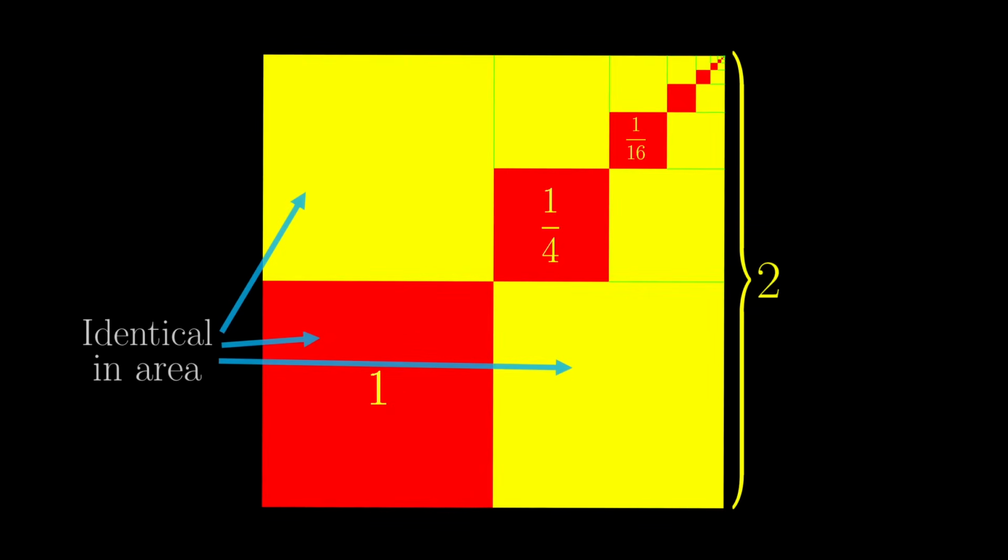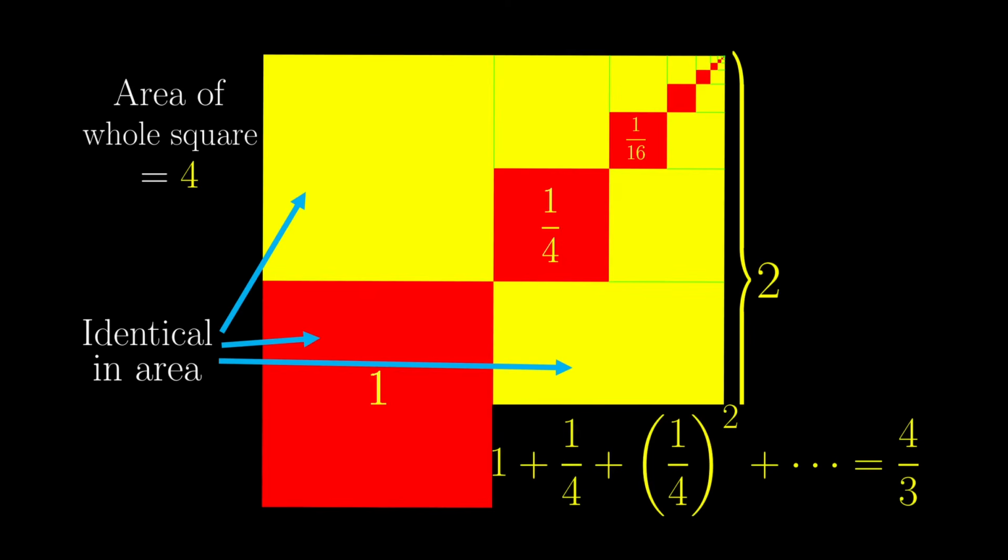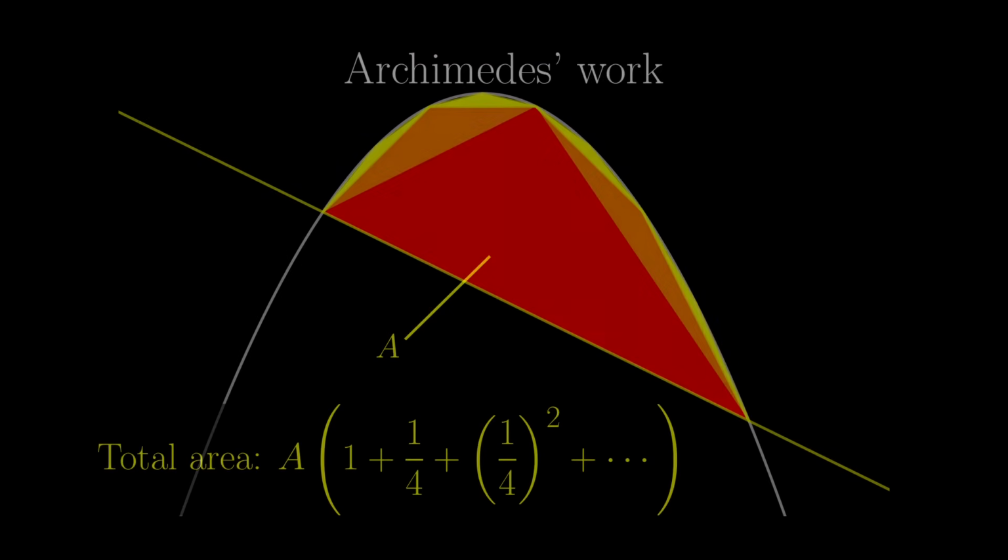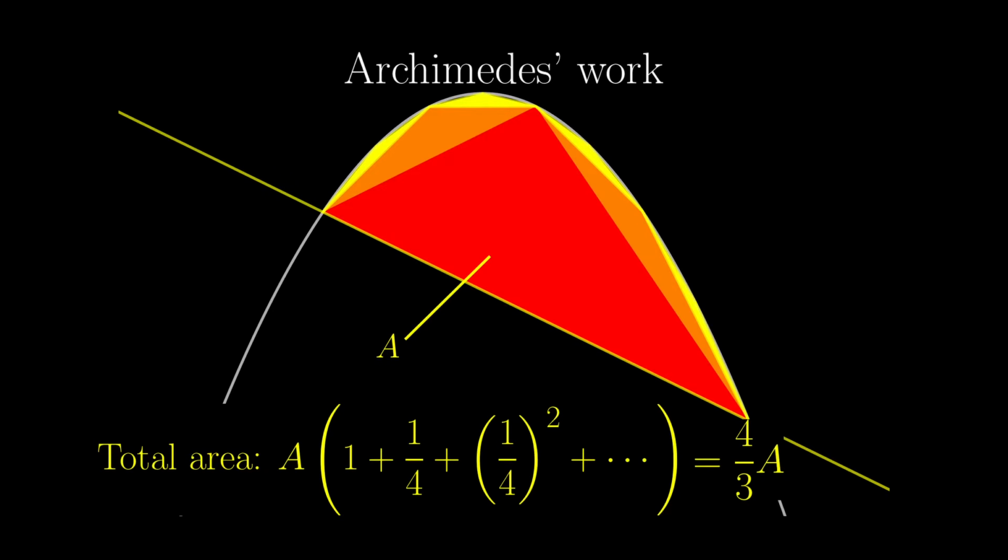In this diagram, the side length of the largest square is 2. Then the largest red square should have area 1. Then the second largest have area of a quarter, and so on. Since the two yellow parts and the red part are identical in area, and the area of the whole square is 4, the red part has area 1/3 of the entire figure, which means the geometric series sums up to 4/3. That means the area of the parabolic segment is 4/3 that of the largest inscribed triangle.